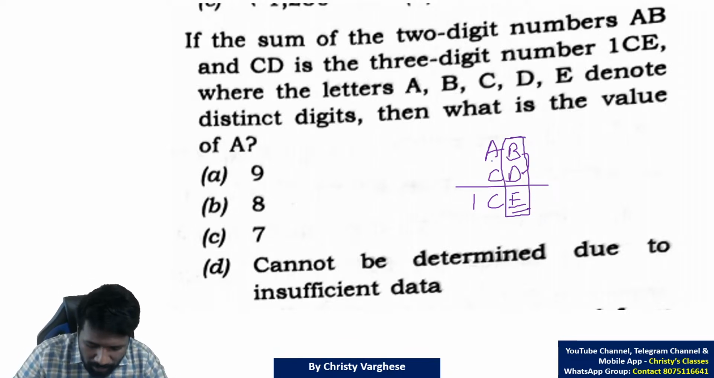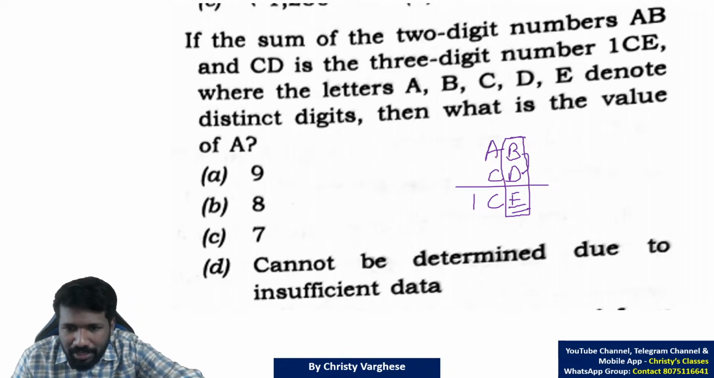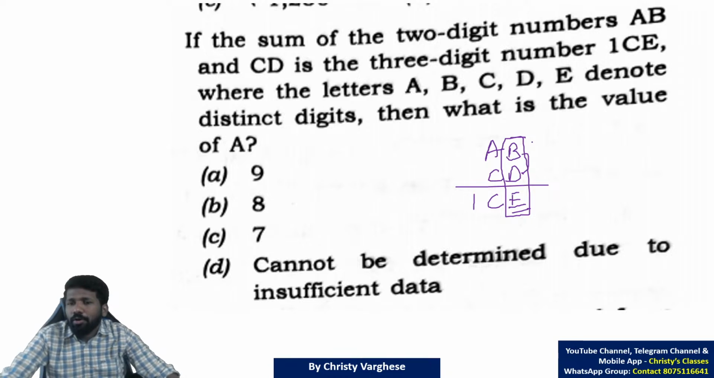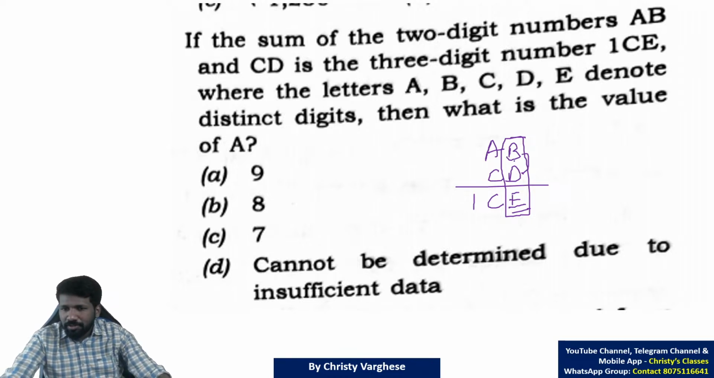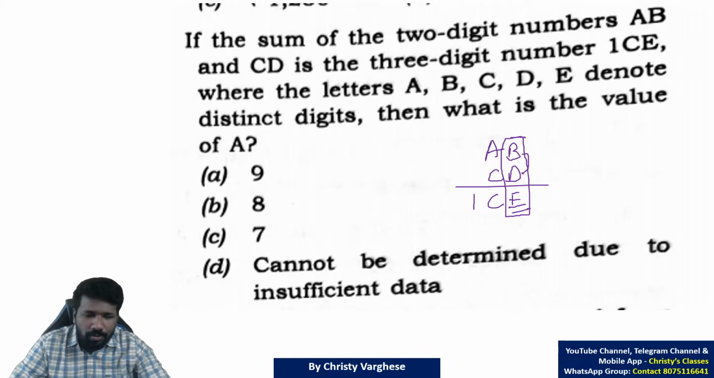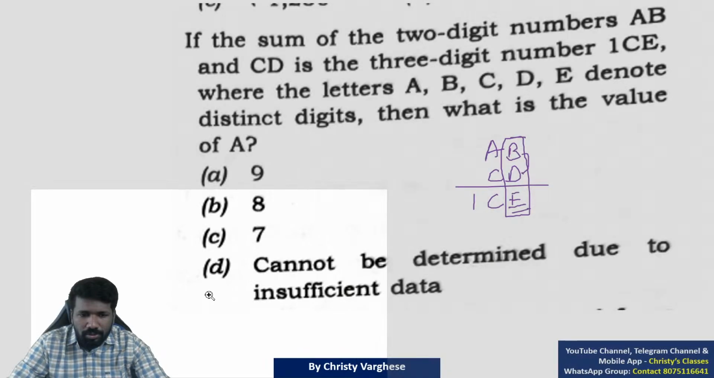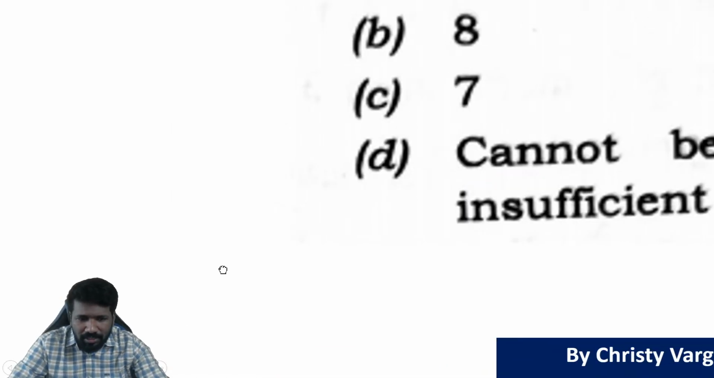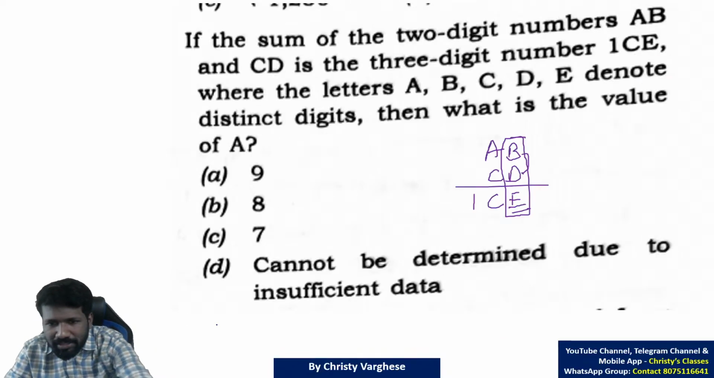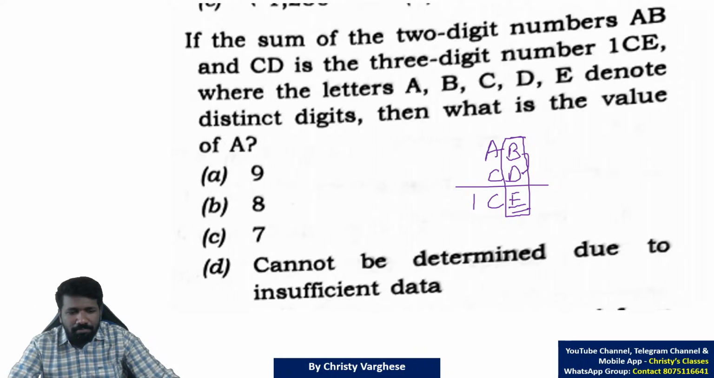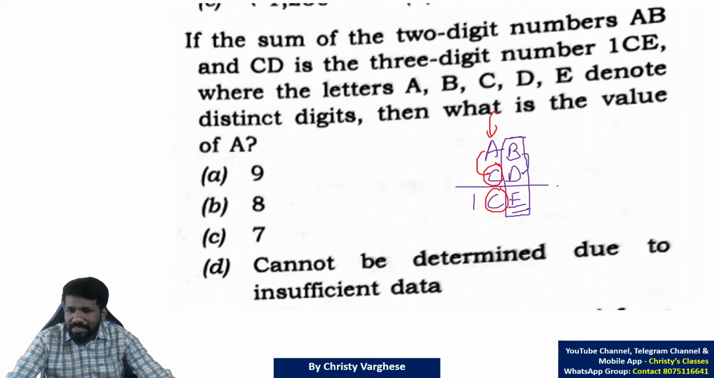Each place value you separately consider. So B plus D is E, but from that you cannot guess B, D, E easily, because B also is unknown, D also is unknown, E also is unknown. So starting from that step is difficult. That is why don't start from that step. Instead, start from the next step. Start from the tens place. A plus C is C. Here also C, here also C. That will help you to find the values of A and C easily.